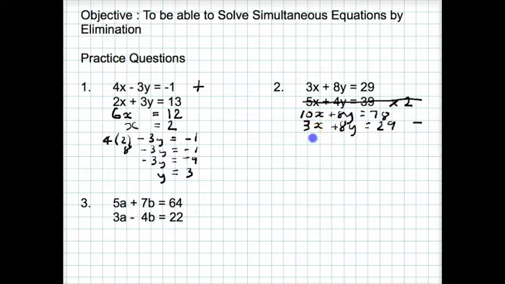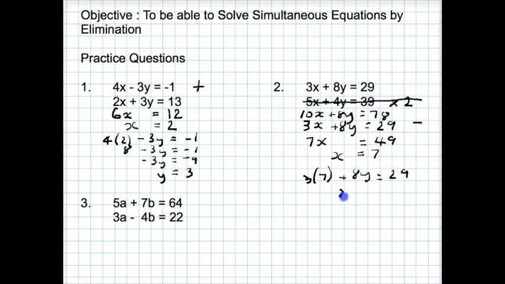So 10x take 3x is 7x. 8y take 8y is nothing. And 78 take away 29 is 49. Now solve the equation, divide both sides by 7, and I get x equal to 7. I now sub my value for x back into equation 1. So 3 times 7 plus 8y equals 29.